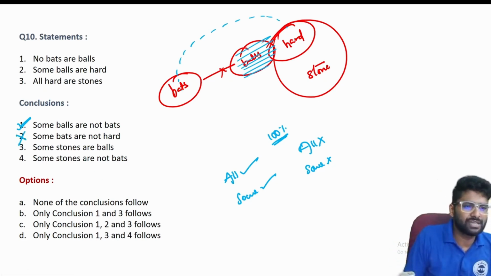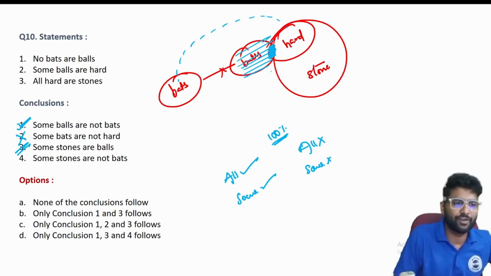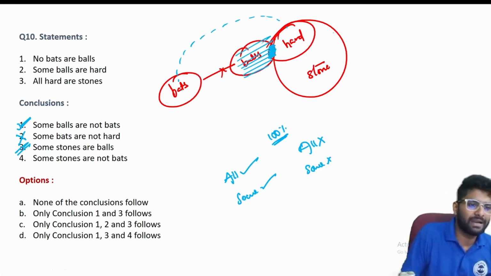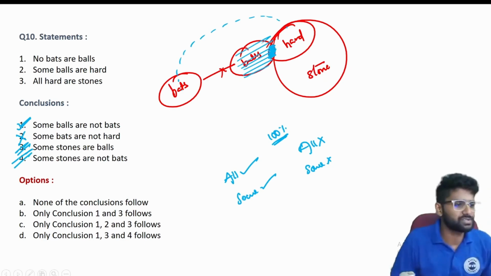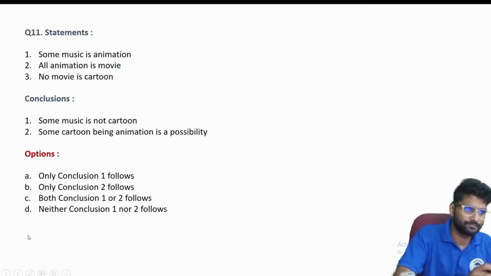Next one, some stones are balls. Check it out, stones and balls. We have a minimum overlapping. Yes, we have a minimum overlapping in the picture. So the conclusion is valid. Now, some stones are not bats. Guys, can we assume all stones are bats? Not possible. Why? Because if you take the entire stone, you will get the ball circle. If you have a ball, you cannot place it with bats. That's why all stones are not bats. Some stones are also not bats. So all conclusions follow except two. You can choose option 1, 3, 4.